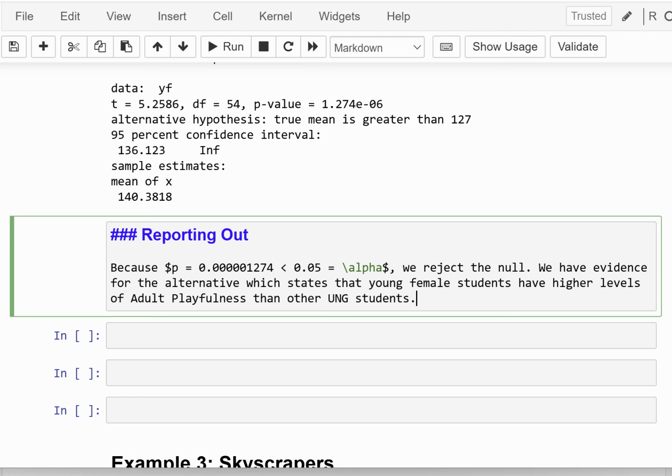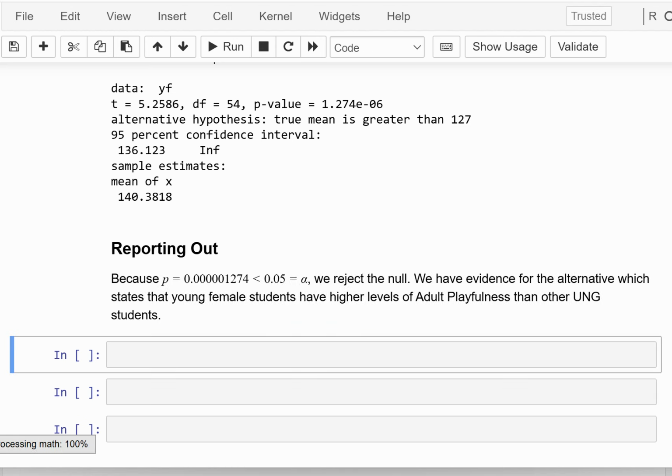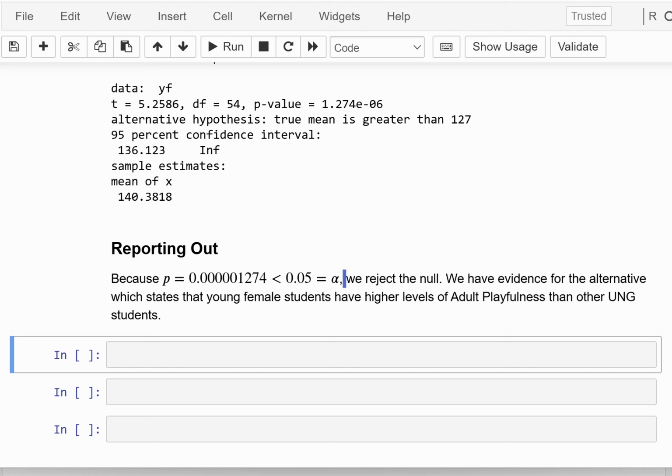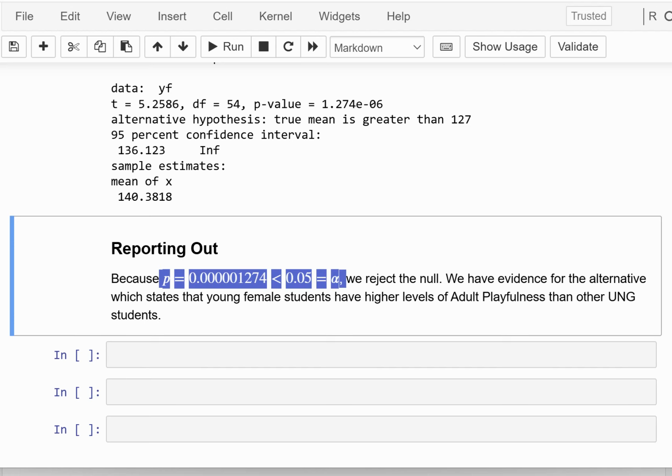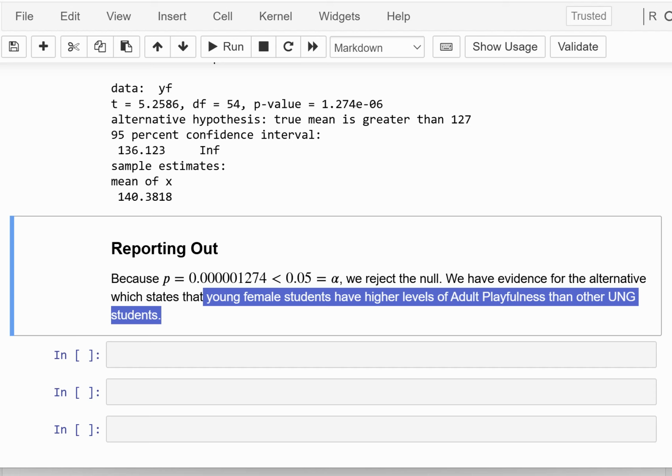But notice that we have the things, right? We have our evidence. We compare p to alpha. We have a statistical conclusion of reject the null, and then we have the what does it mean? The research outcome is that young female students have higher levels of adult playfulness than the other UNG students.